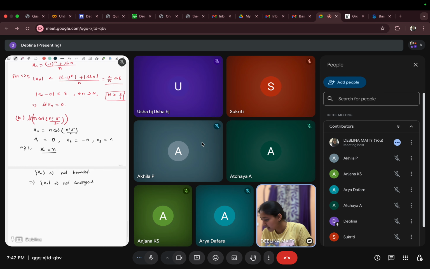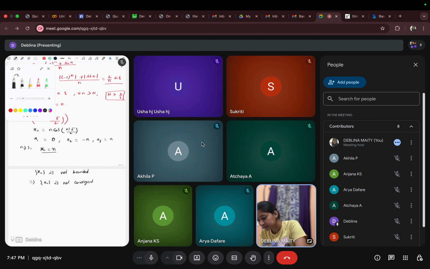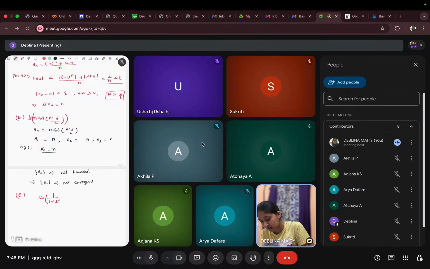Okay, let's take another one. Sine of 1 by (1 plus 2 to the power n). So is it convergent? I'm writing convergent or divergent. So can anyone guess?